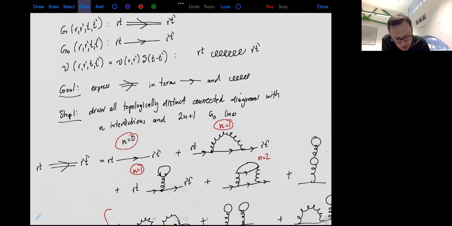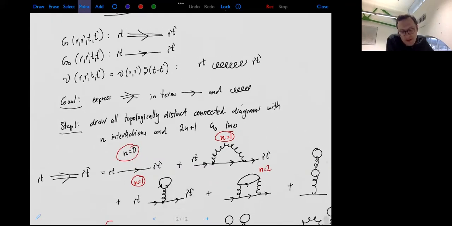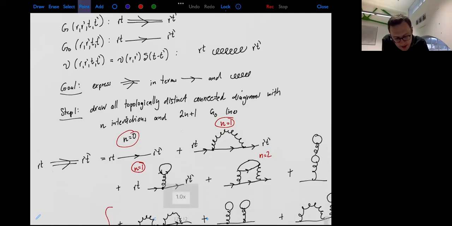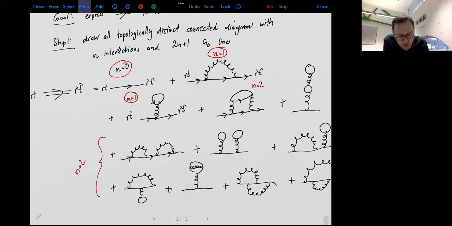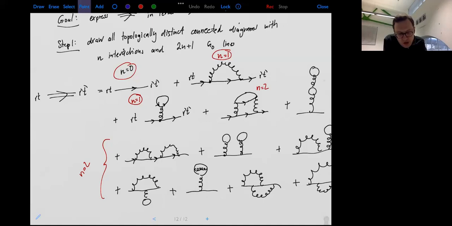And of course, the goal is to express the interacting Green's function in terms of the non-interacting one and the Coulomb interaction. And there's a well-defined procedure for doing that. The first step is to draw all topologically distinct connected diagrams with n interactions and 2n+1 G0 lines. And so this is what I did.